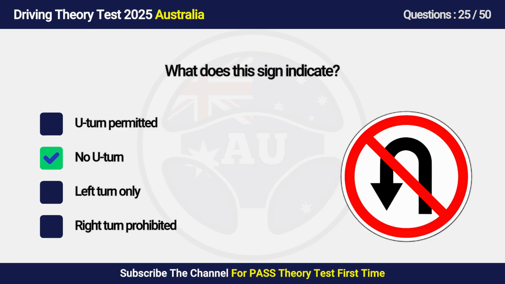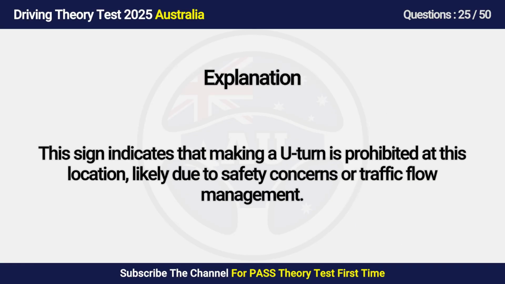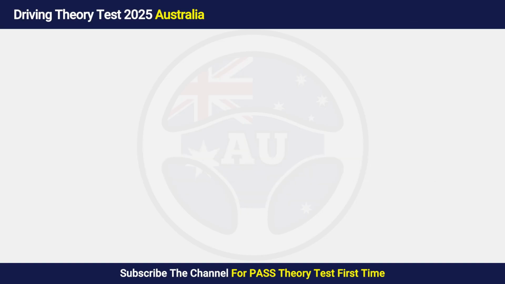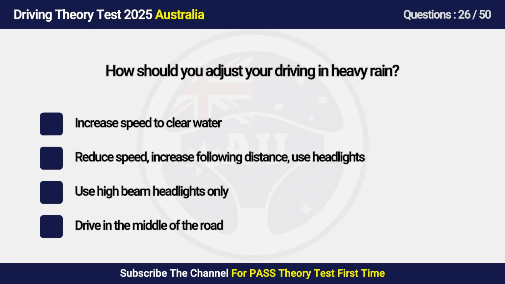Answer is B. No U-turn. This sign indicates that making a U-turn is prohibited at this location, likely due to safety concerns or traffic flow management. Question 26. How should you adjust your driving in heavy rain?